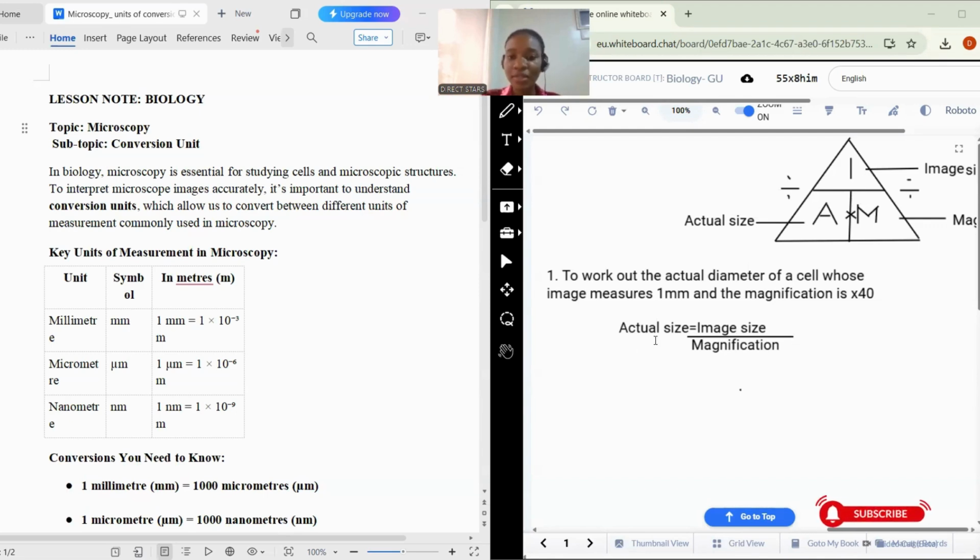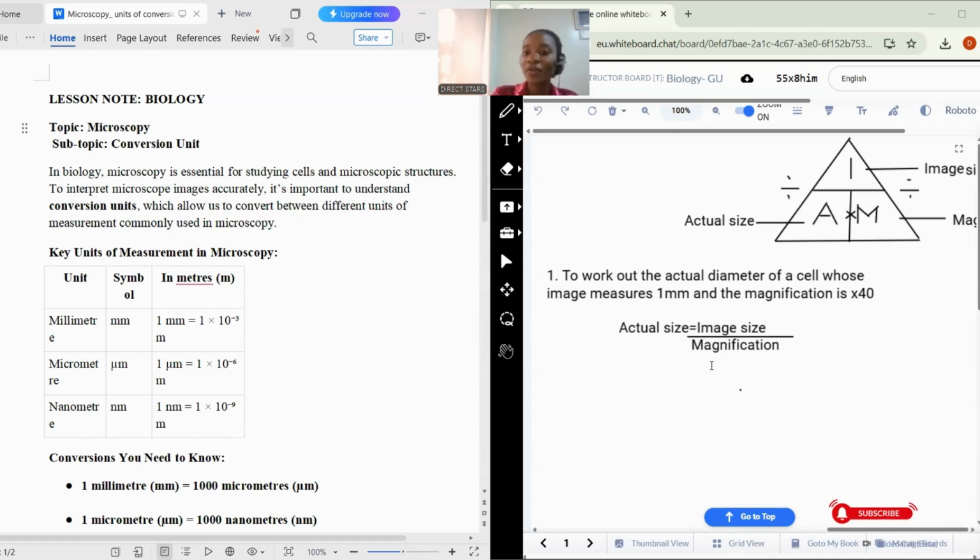So now let's work out this example. To work out the actual diameter of a cell whose image measures 1 mm and the magnification is times 40. How do we do this? Take a closer look at this question. We are actually looking for the actual size because we have the image size. You can see it here. Image measures 1 mm. And also we have the magnification, which is times 40. So all we are looking for is the actual size. So how then do we do this?